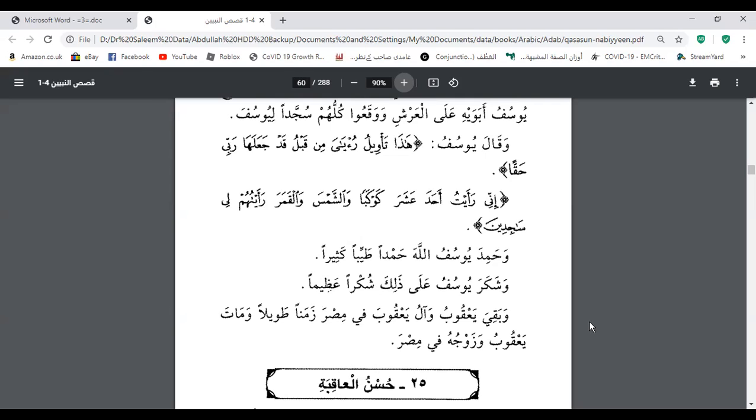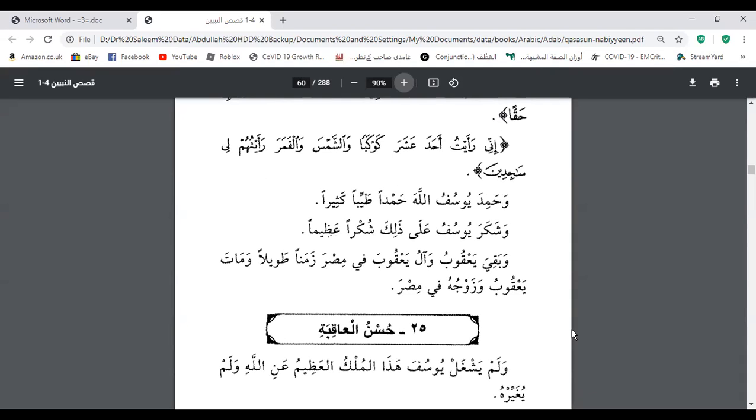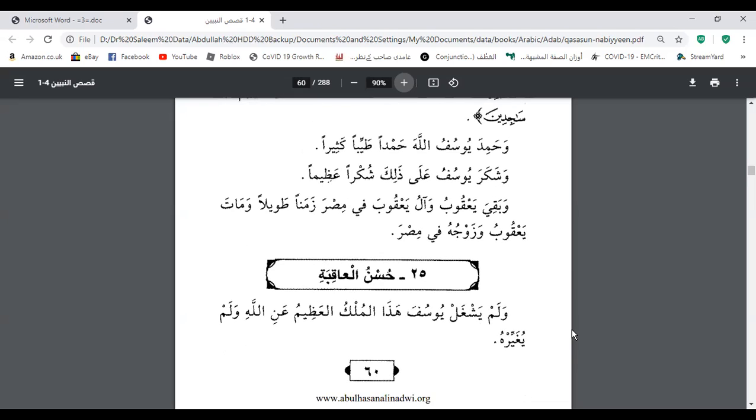Father and the stepmother are the sun and the moon, because his mother passed away when he was young. And I saw them, father and mother and brothers. So all the 11 brothers, 10 brothers and Binyamin, the mother and father, same brother. وحمد يوسف Allah hamdan tayyiban kathira. Yusuf alayhi salam praised and thanked Allah, a big praise, beautiful praise, and a lot of praise. And he thanked Allah subhanahu wa ta'ala a great thank.